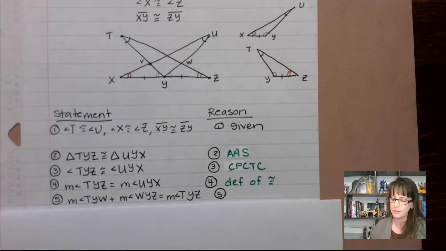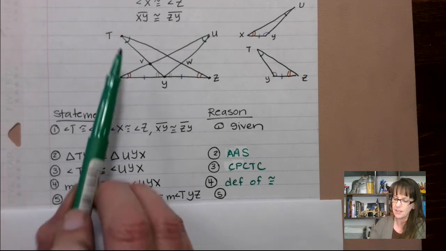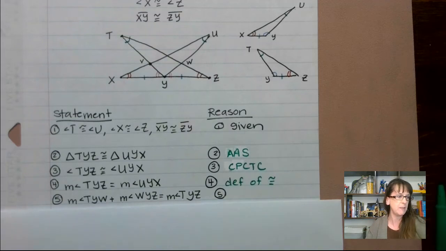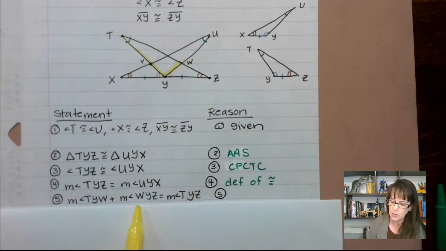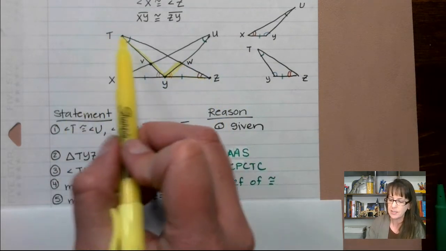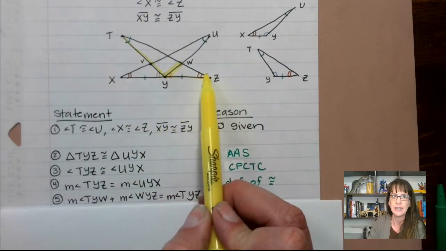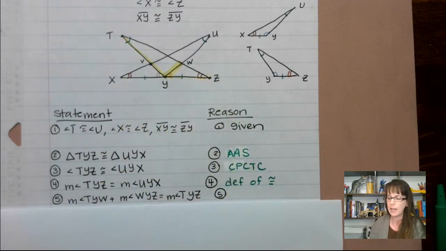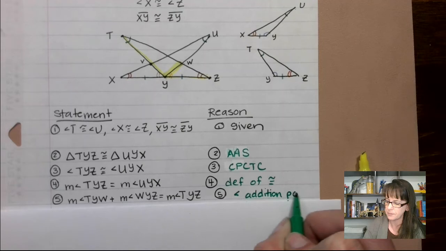Okay, so the next part of this, as I mentioned, when you have overlapping triangles, sometimes it helps to use angle addition. So we're going to do TYW, and in fact, if we use some highlighters here, that might help a little bit. Or maybe I just like colors, who knows. So TYW plus WYZ equals TYZ. So I've said this little angle here plus this little angle here equals this whole big angle. And we're allowed to do that because of the angle addition postulate.